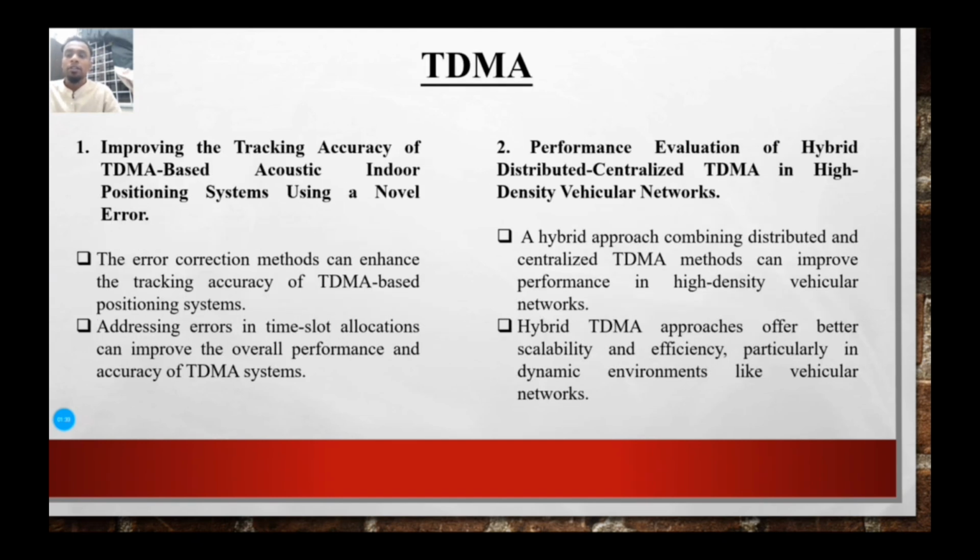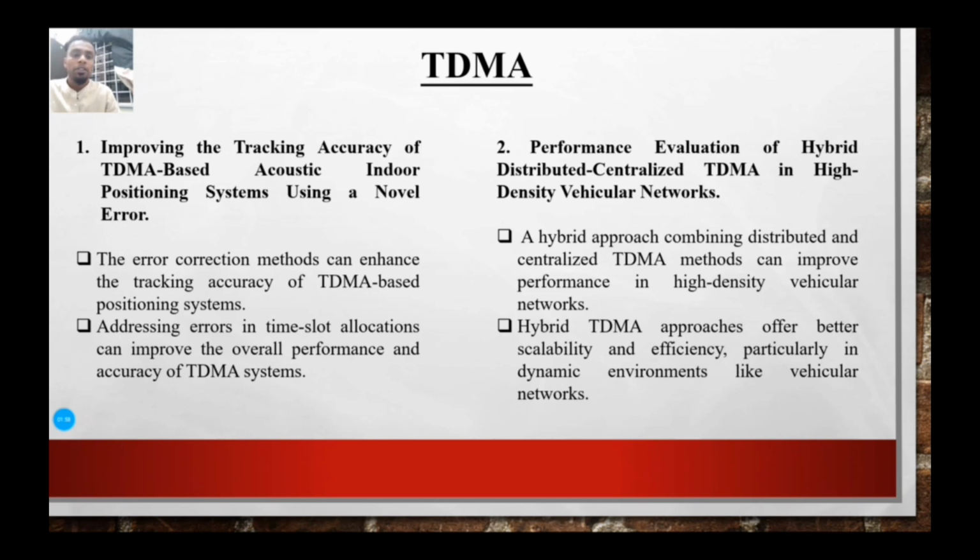For the TDMA, the first one is improving the tracking accuracy of the TDMA based acoustic indoor positioning system using a novel error correction method. The error correction method can enhance the tracking accuracy of TDMA based positioning systems. Addressing errors in time slot allocation can improve the overall performance and accuracy of the TDMA system.